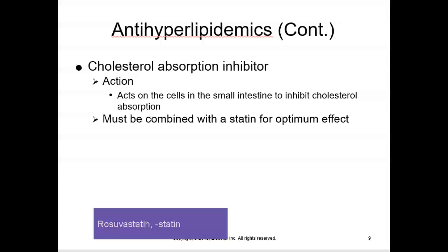In regards to side effects, GI disturbances, headaches, muscle cramps, and fatigue are early complaints. With all statins, serum liver enzymes should be monitored, and an annual eye examination is needed because cataract formation may result. The patient should report immediately any muscle aches or weakness, which can lead to rhabdomyolysis, a muscle disintegration that can become fatal.